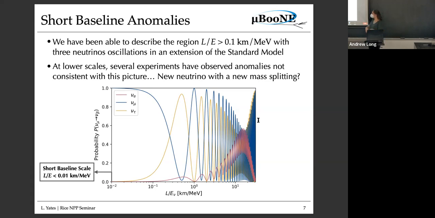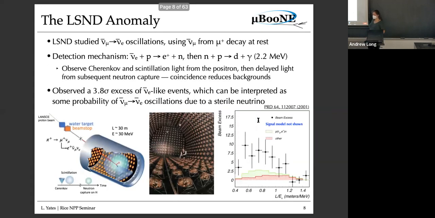So that's a sterile neutrino. I'm now going to talk about a couple of experiments that have explored some of this space, starting with LSND. So LSND studied primarily anti-muon neutrino, or nu mu bar, to nu e bar oscillations using anti-muon neutrinos from a sample of mu plus that decay at rest. So in this case, the detection mechanism uses inverse beta decay, which is a pretty well-known process.